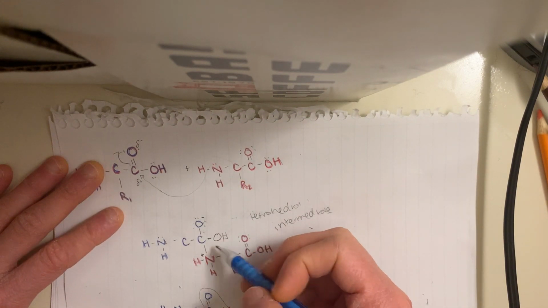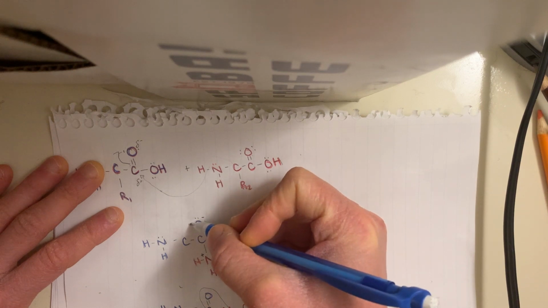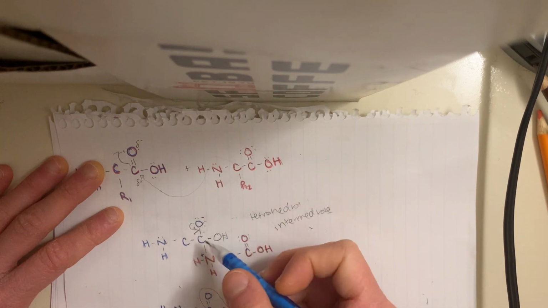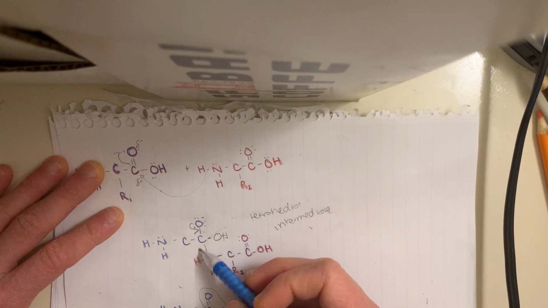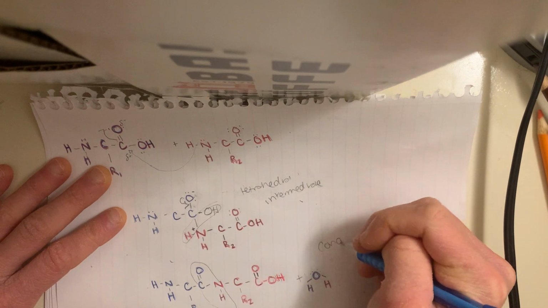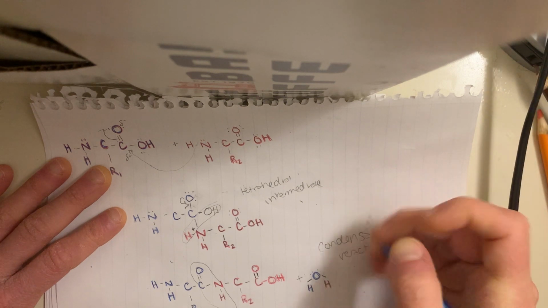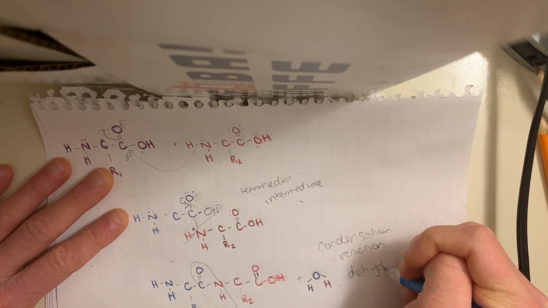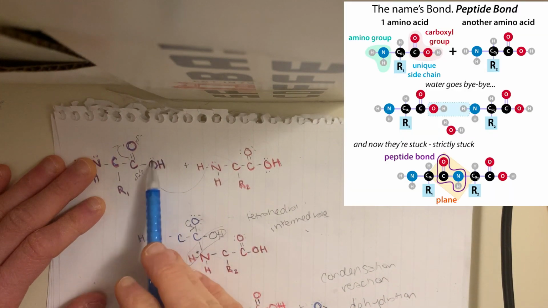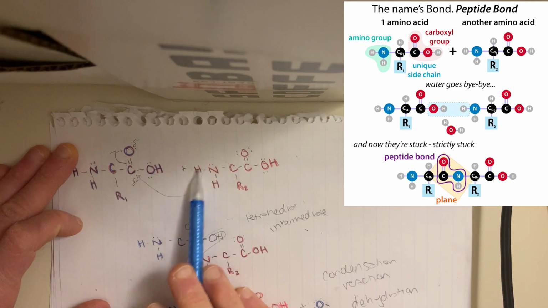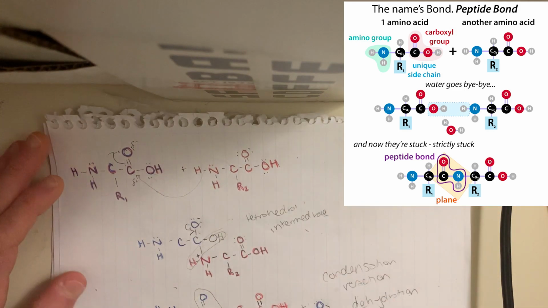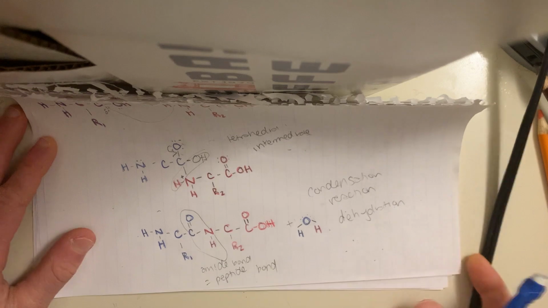So the lone pair on the oxygen flows back to reform that double bond, and this OH leaves with a hydrogen as water. So this is a condensation reaction, or dehydration. You're losing water. You have the OH from your first and the hydrogen from your second, and all's good, right? Except things really aren't that simple.